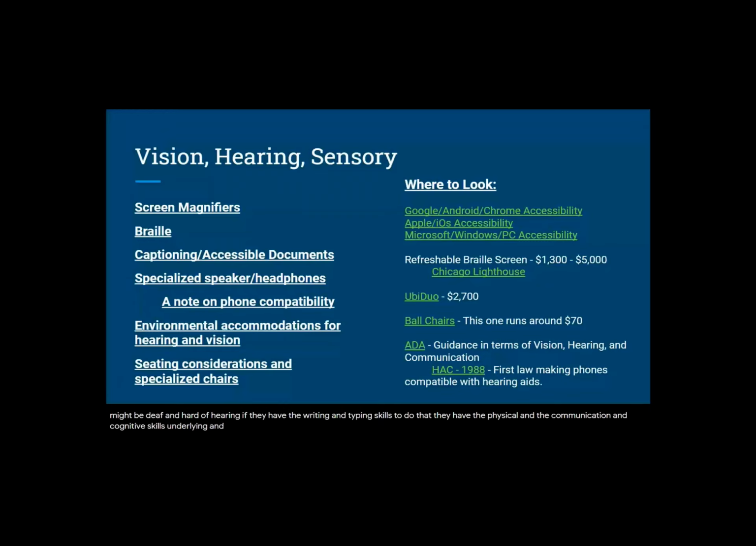Specialized speakers and headphones, even noise canceling headphones, can help with hearing and sensory needs. Having environmental accommodations, maybe not sitting in that corner where the sun comes in on one side in the morning and on the other side in the afternoon. Maybe screen protectors, dimmers, even special considerations such as specialized chairs. There are a lot of these things here, like even ball chairs.